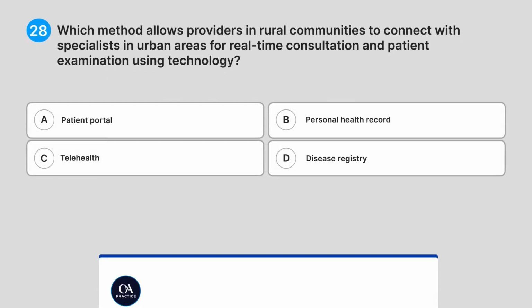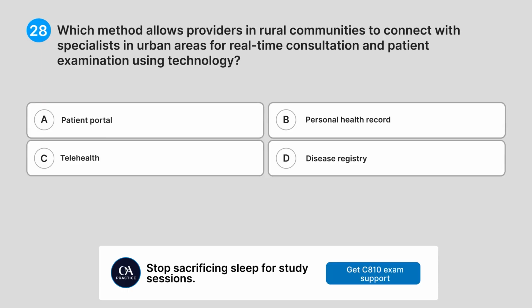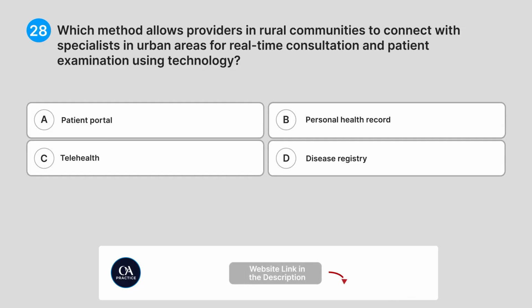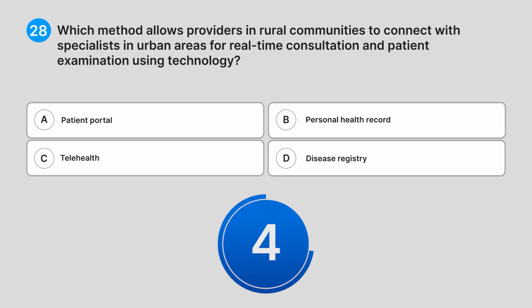28. Which method allows providers in rural communities to connect with specialists in urban areas for real-time consultation and patient examination using technology? A. Patient portal. B. Personal health record. C. Telehealth. D. Disease registry. Do you know the answer?